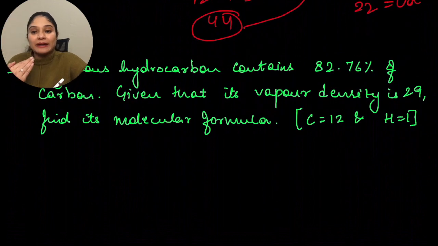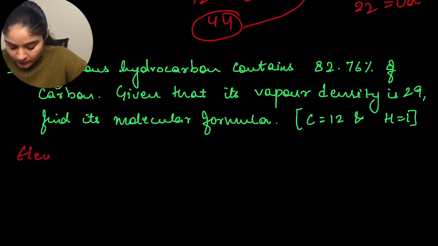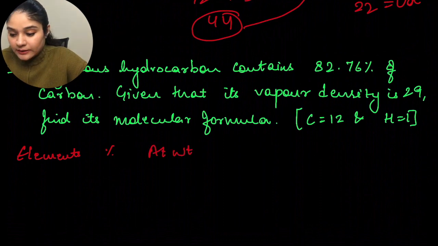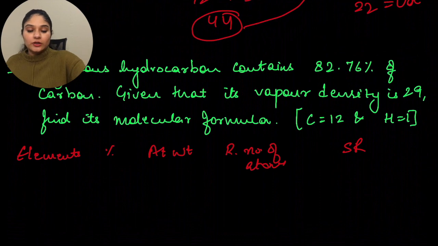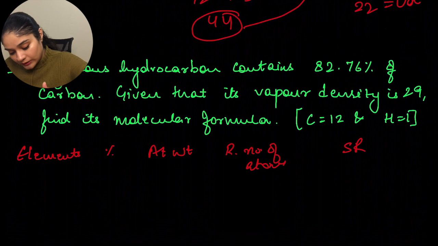Whenever we have empirical formula questions, we make a chart. The columns are elements, percentage composition, atomic weight, relative number of atoms, and then simple ratio. This is the basic way of writing it. Since I'm doing it faster, I'm just going to make it rough and use a quick calculator to make calculations a bit faster.